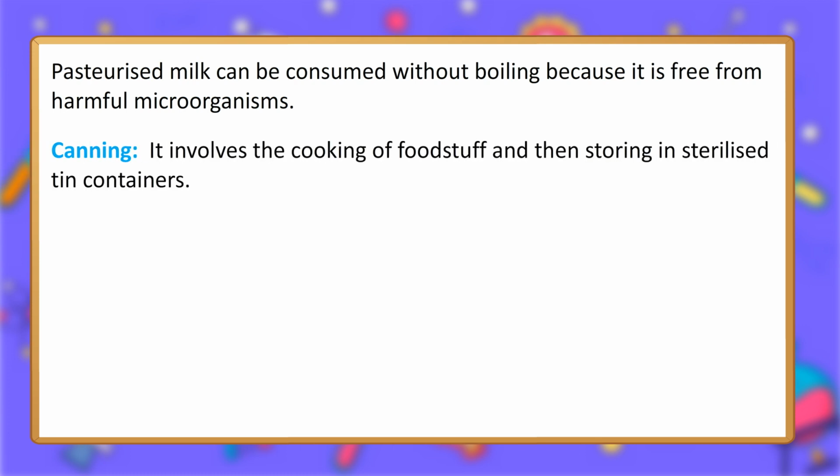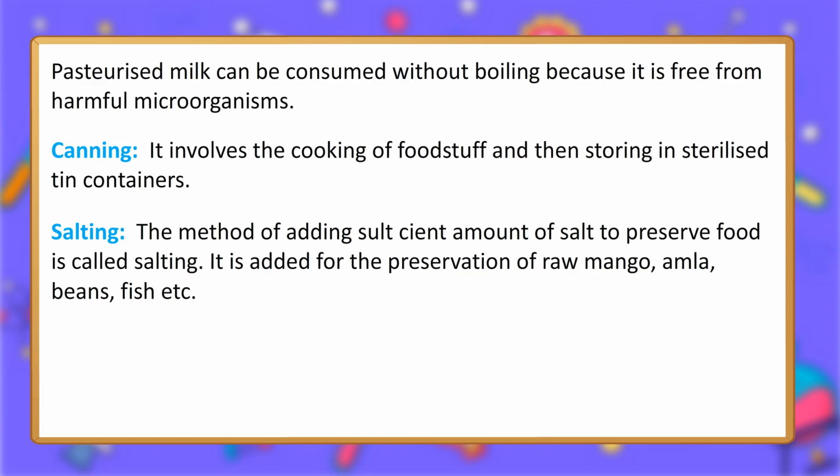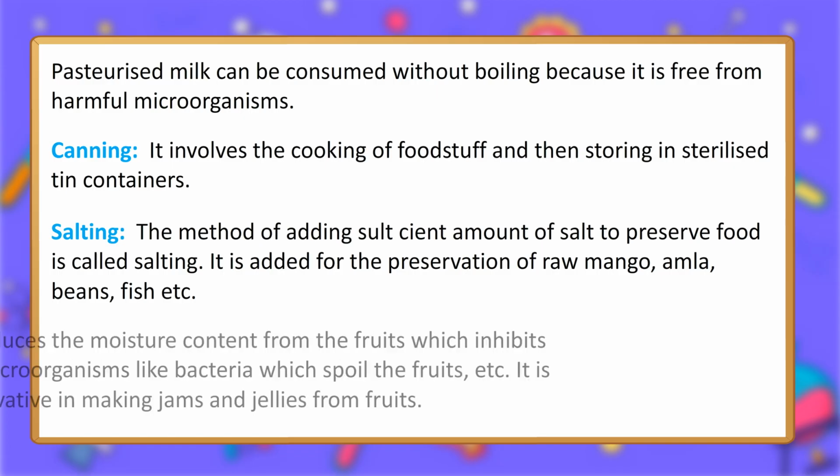Canning. It involves the cooking of foodstuff and then storing in sterilized tin containers. Salting. The method of adding sufficient amount of salt to preserve food is called salting. It is added for the preservation of raw mango, amla, beans, fish, etc.